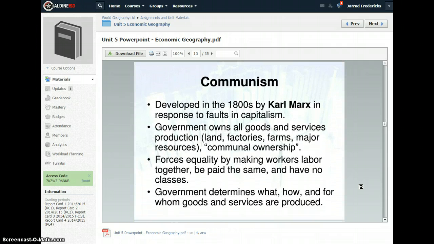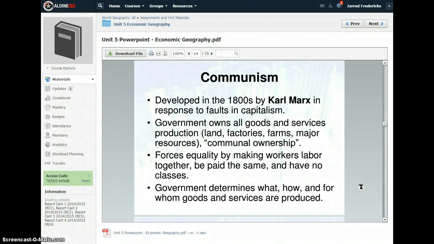Communism, our next economic system, was developed in the 1800s by Karl Marx, a philosopher in Germany, in response to what he perceived as faults in capitalism. Capitalism gives rise to greed, where you're out for your own profit. You may not be focused on the person next to you. Karl Marx saw this as a problem, so he decided that a better system would be the government owning all goods and services of production, lands, factories, farms, major resources, in a sort of communal ownership, communism, where the people as a whole, the community, will make decisions since the people make up the government.